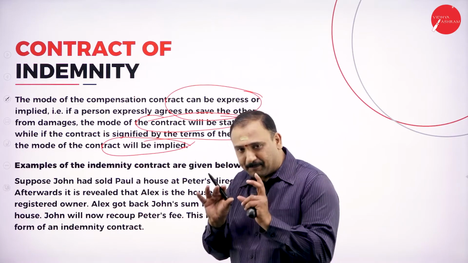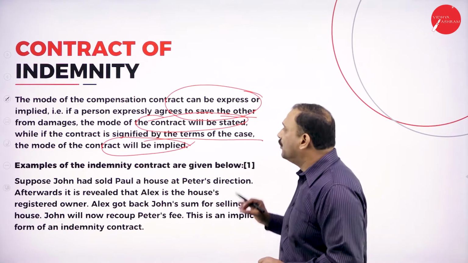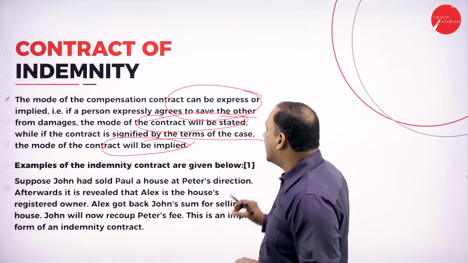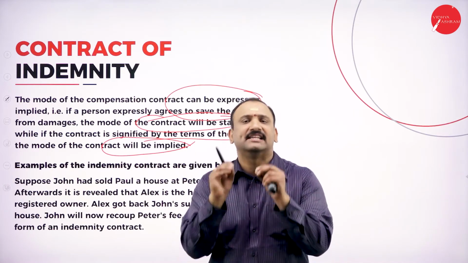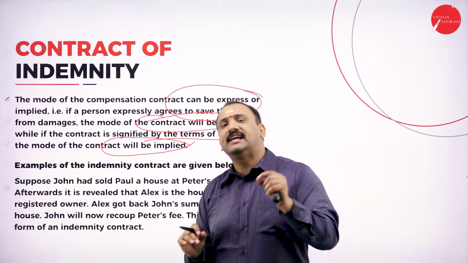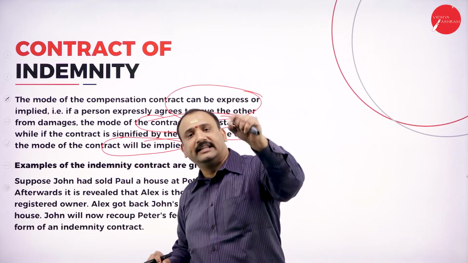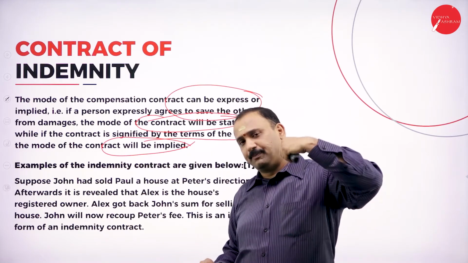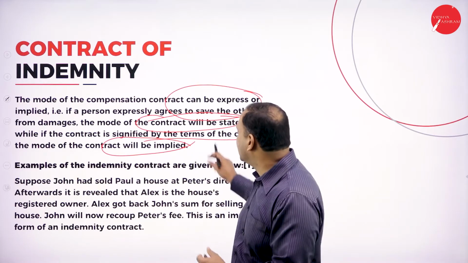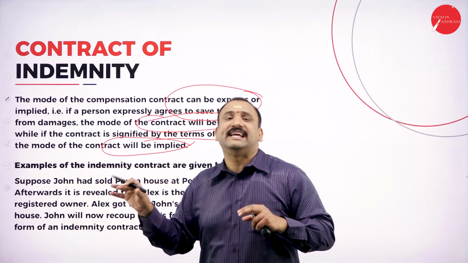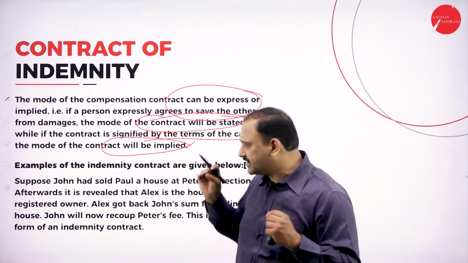For example, if a person expressly agrees to save the other from the damages, he has explicitly told that yes, I am going to handle the damages, I will pay for all the damages, I will compensate you, then the mode of contract will be stated. That means it is initiated, it's done.